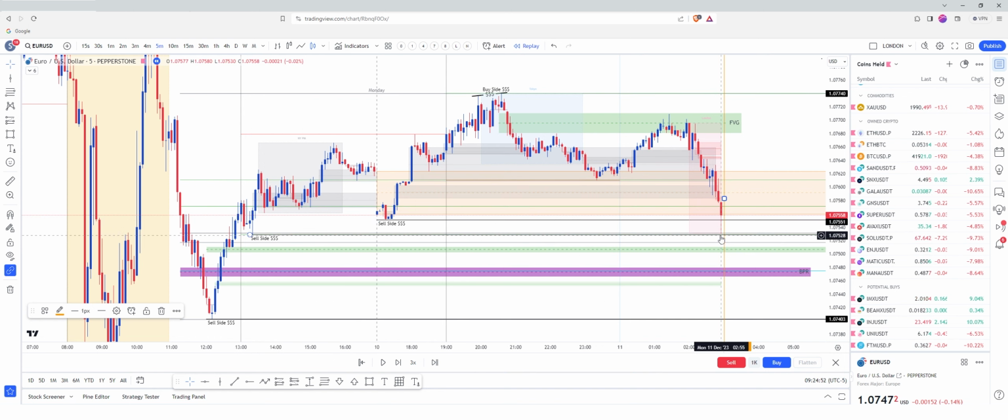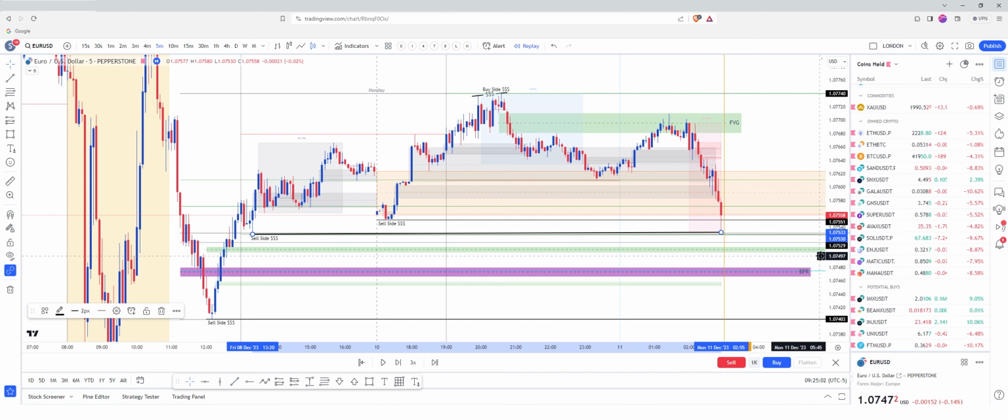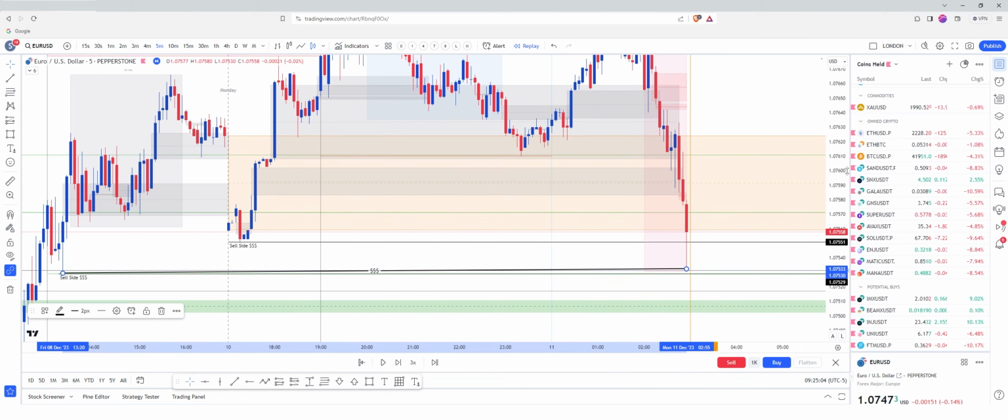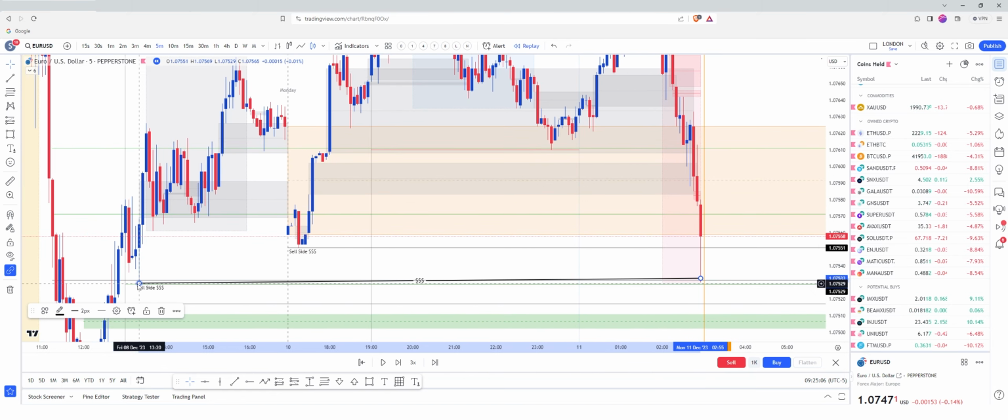So again, before I jump into a long, I would really like to see this PM session low get taken out because at the moment, I'm viewing this as engineered liquidity. I'm always very, very cautious if price does come within a few ticks of taking out liquidity and then reverses. I do like to see it run through that liquidity.